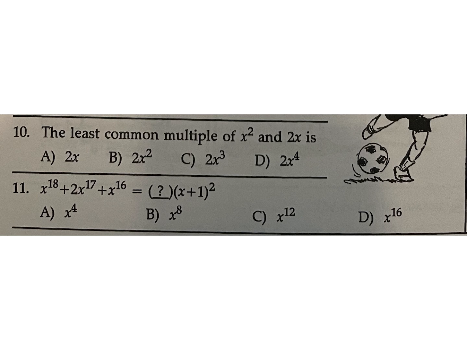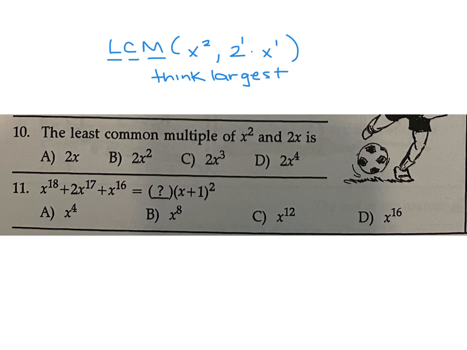The least common multiple of x squared and 2x. Okay, so we have the LCM of x squared and 2x. I put those exponents in for a reason. With least common multiple, you think largest. I know that sounds paradoxical, but let me explain what I mean. Think largest. Largest what? Largest exponent for each prime number. Now, I have no idea if x is a prime number, but that's the only thing we have.